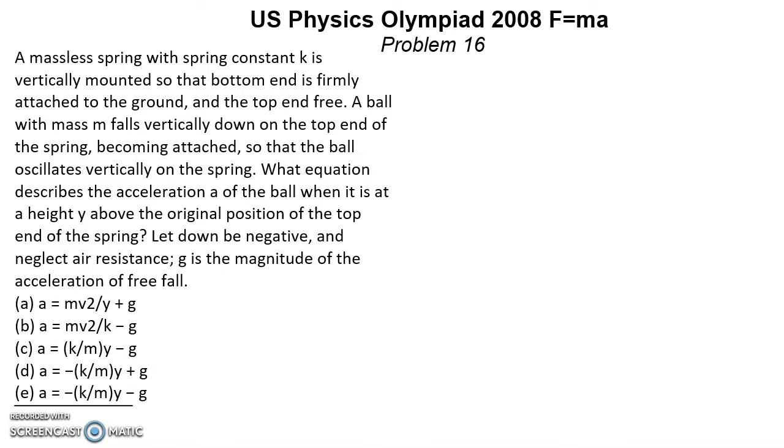What equation describes the acceleration of the ball when it is at height y above the original position of the top end of the spring? Let down be negative and neglect air resistance. G is the magnitude of the acceleration of free fall. So first let's draw the picture for this process.